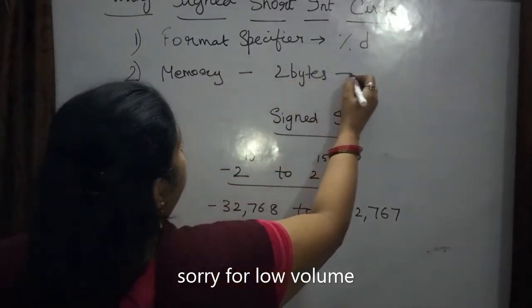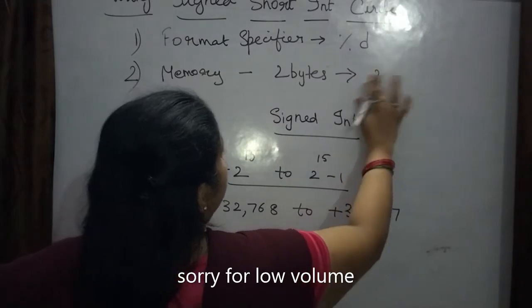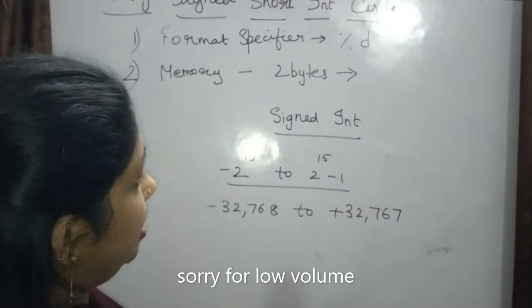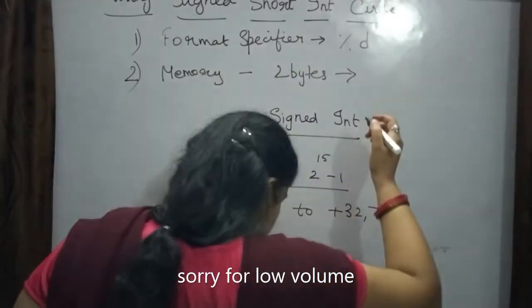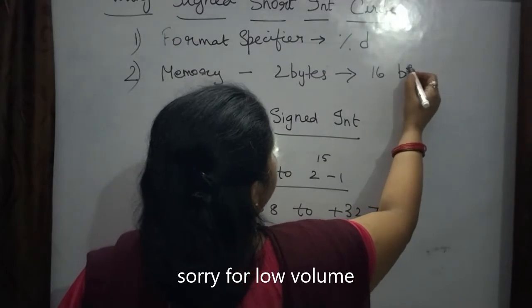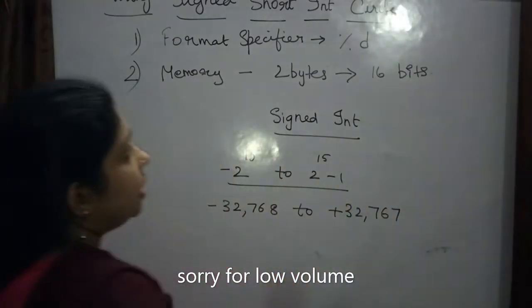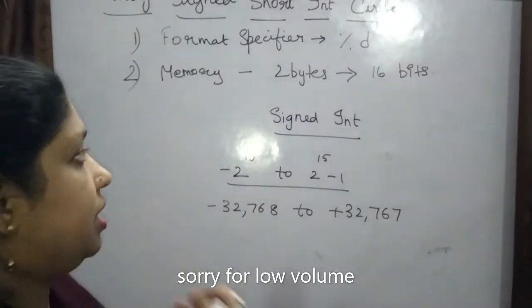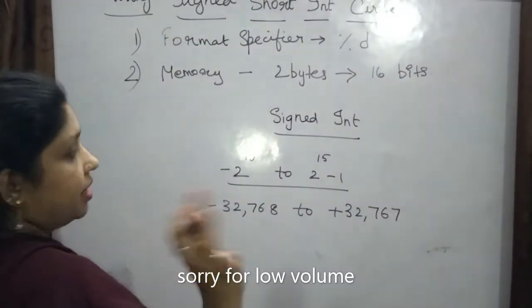2 bytes means 2 8s are 16. 1 byte is nothing but 8 bits. So 2 8s are 16. 16 bits of memory is taken or given for the signed int data type.